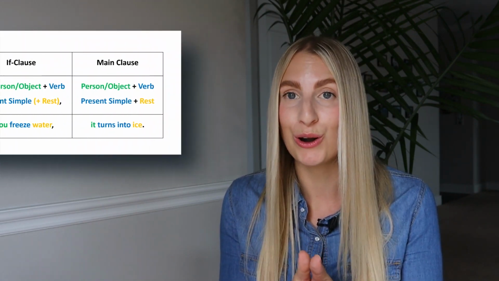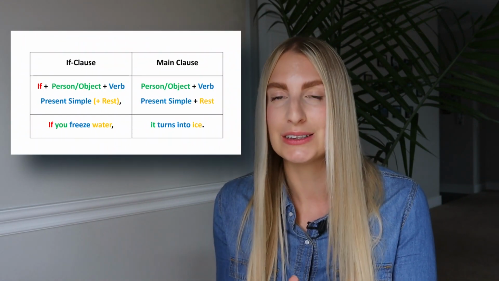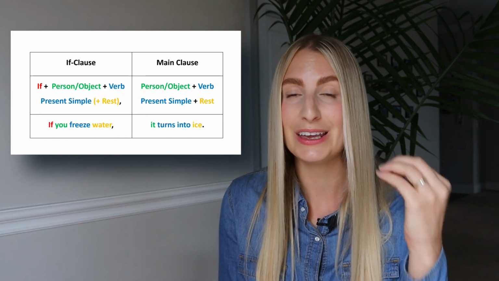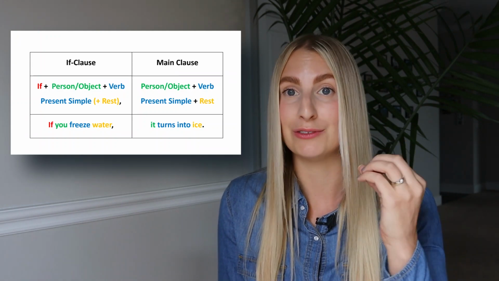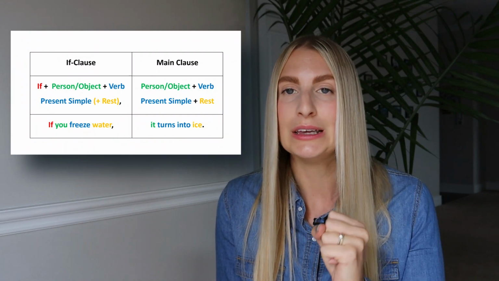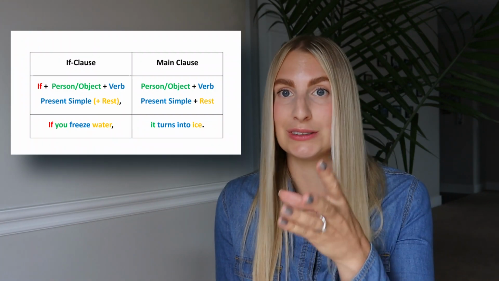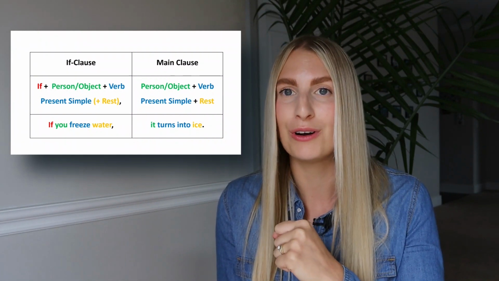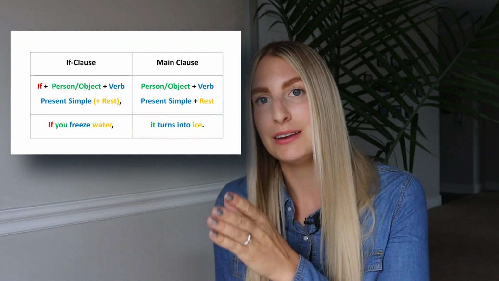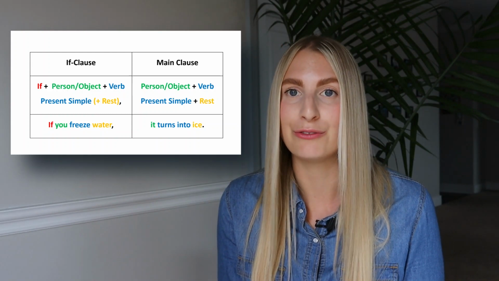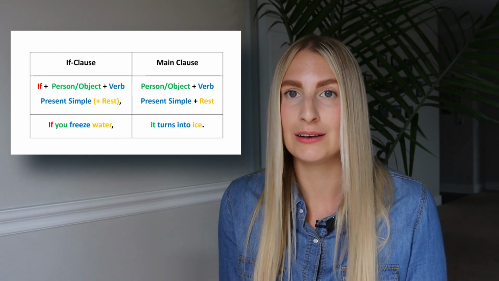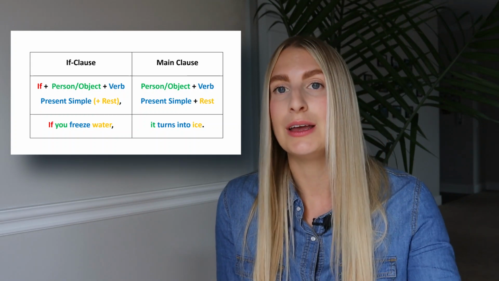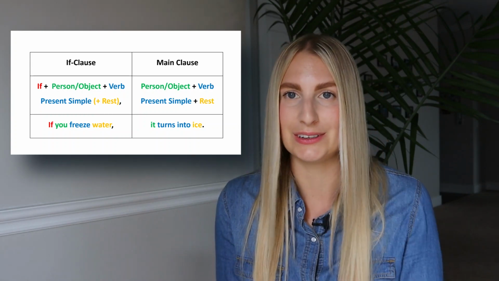If you freeze water, it turns into ice. Here you can see in the if sentence, it starts with the if, then you have the object in this case, then you have the verb in the present simple, then you have the comma, of course, and then in the main clause you have the object again, then you have the verb in present simple, and then you have the rest of the sentence.